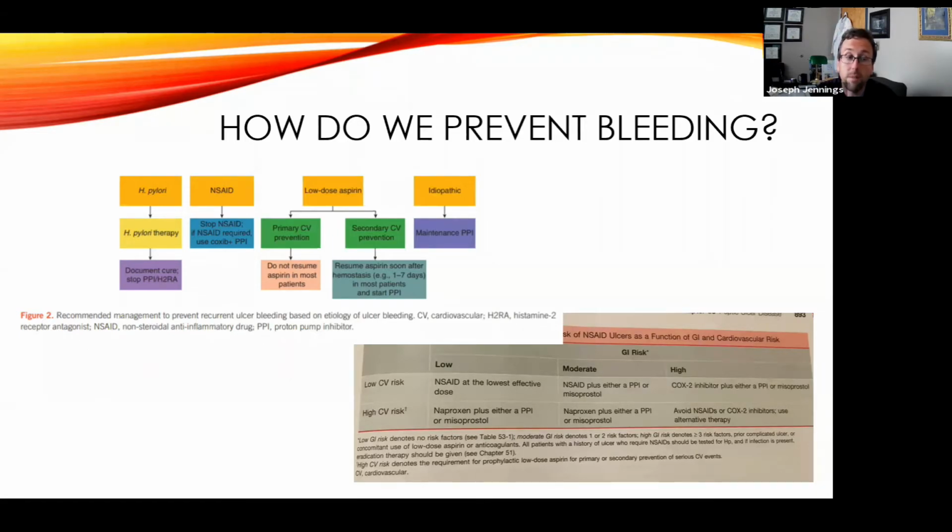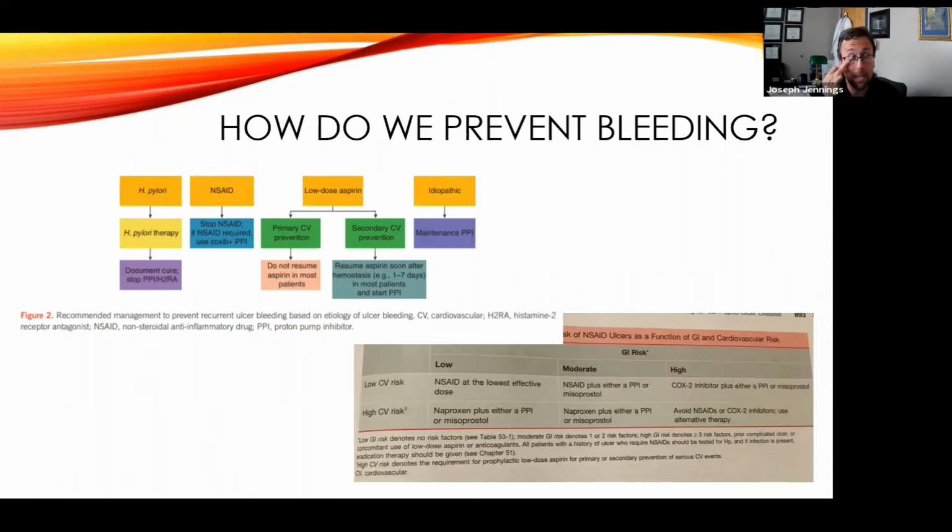Even if you're on a PPI or not, we should be able to find it with that. So if H. pylori is present, eradicate it, confirm eradication, and that might be the only thing they need to do to not have ulcer bleeding anymore. If they're on an NSAID, decide which NSAID they're using. Not all NSAIDs are considered equal based on their risk of bleeding or their cardiovascular risk, right? And some people with bad joint disease, NSAIDs are the only things that allow them to be functional.